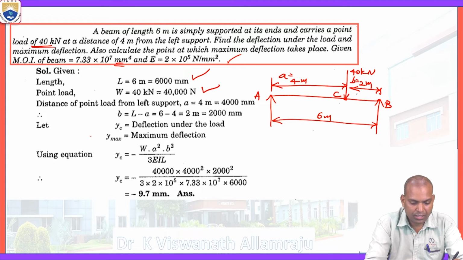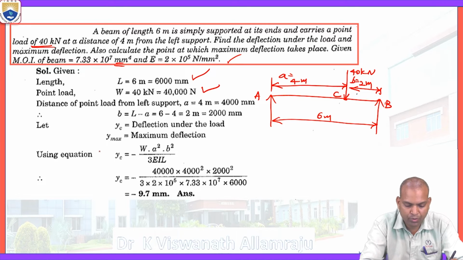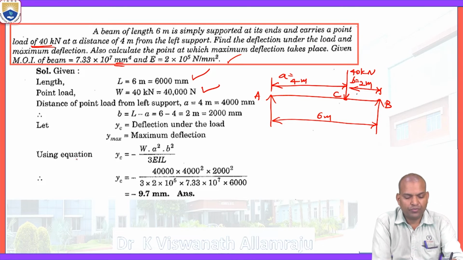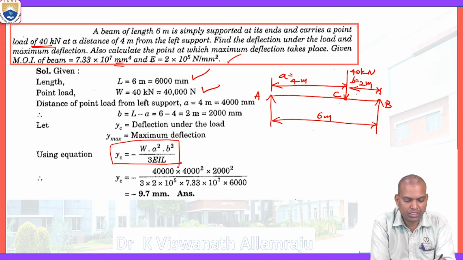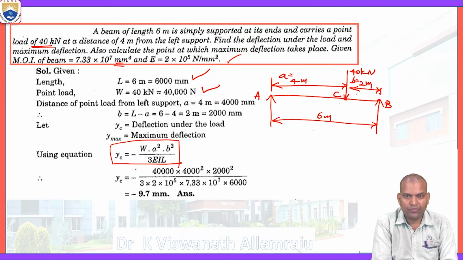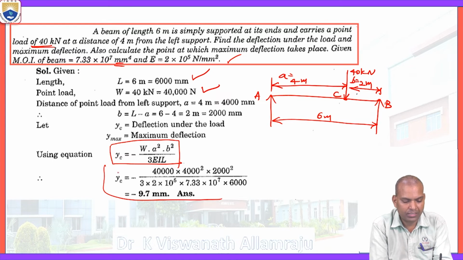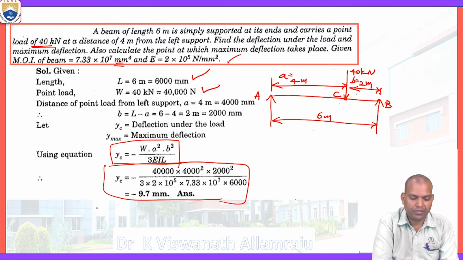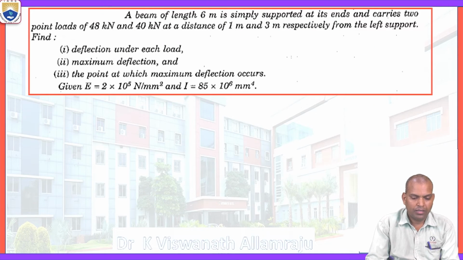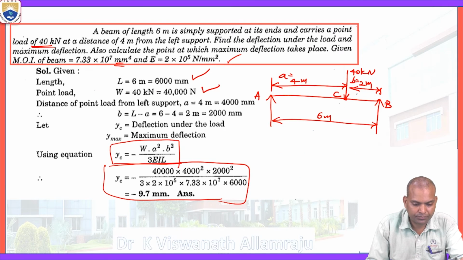Now the deflection under the load, at point C, YC, using the derived formula is YC = W a² b² / (3 E I L). Substitute the values of a, b, E, I and L, which are all known, and the unknown YC can be calculated. The calculated value of the deflection YC is negative 9.7 millimeters. Why is it negative? The significance of the negative sign is that it is a downward deflection.